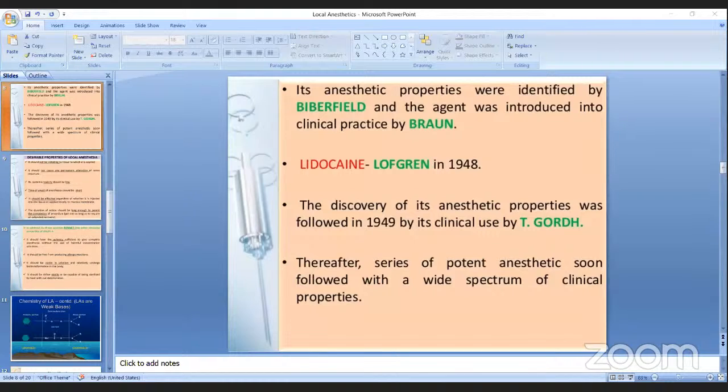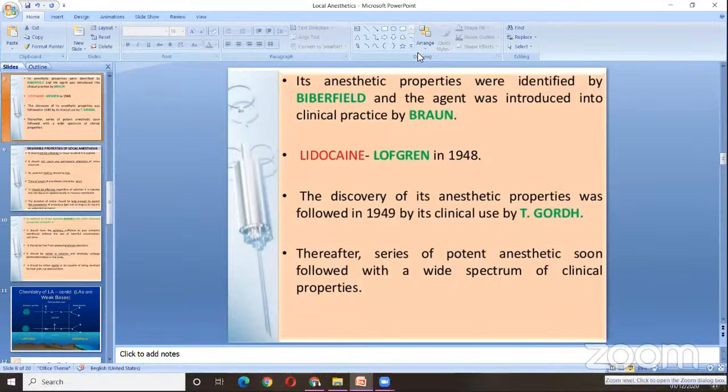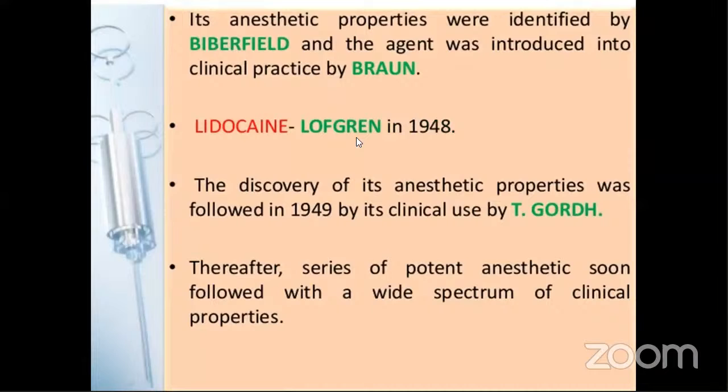Okay, so they designed another drug, that is lidocaine. Lidocaine came in 1948, during your independence time. They discovered or designed another drug that is a synthetic form of cocaine. They modified the structure and designed lidocaine. The discovery of its anesthetic property was followed in 1949 by clinical use by T. Gordh. So how the research is going on, you see from this figure.